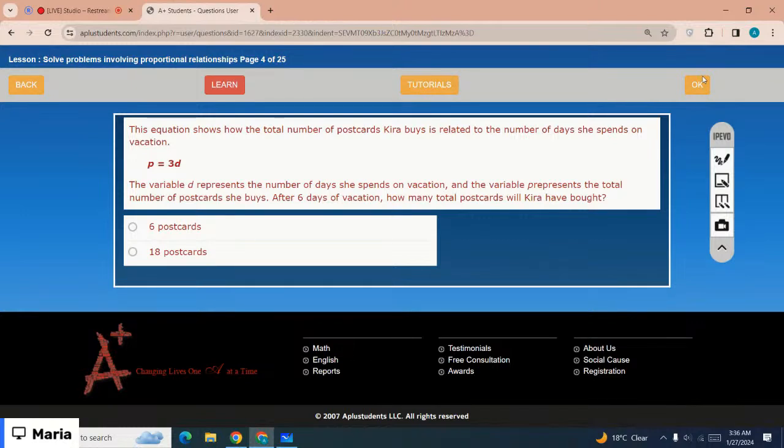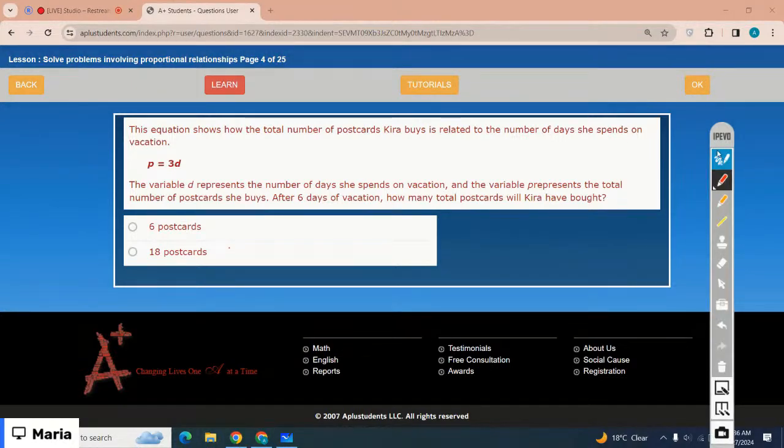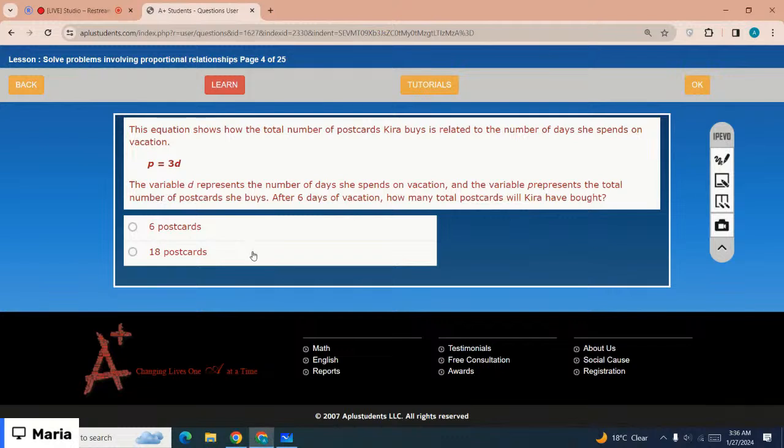After 6 days of vacation, right? d represents days. So d equals 6. So that means the correct option is, yes, 18 postcards. After 6 days of vacation, she has now 18 postcards. The correct option is, very good, that is 18.